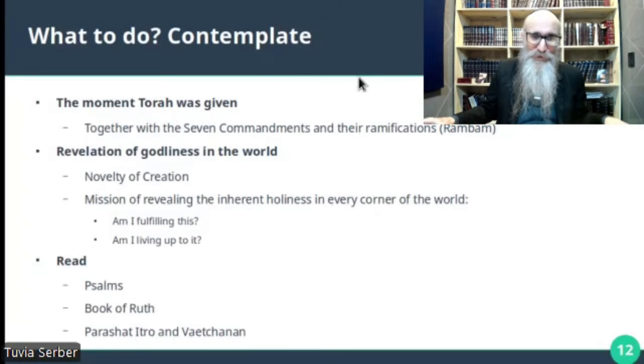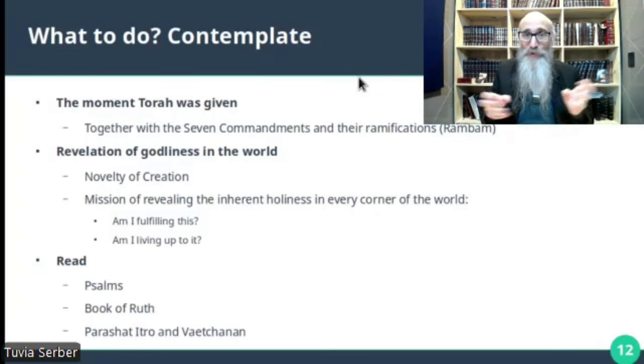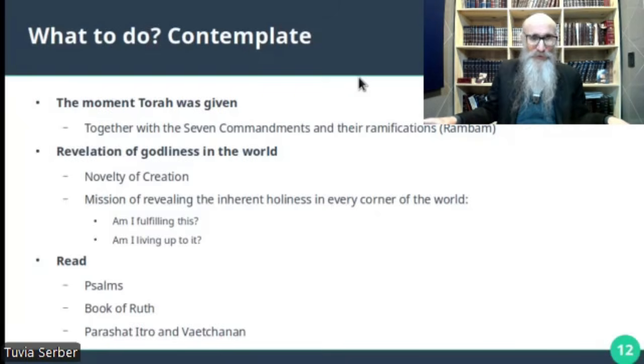It's an interesting moment to understand and to know this source that I just brought at the end again of the Rambam, that particular time is the time that God gave the 7 commandments and the ramifications to the Jews to share with the non-Jews. So be thankful to God that you actually have a framework, so to speak, where to live within the will of God.